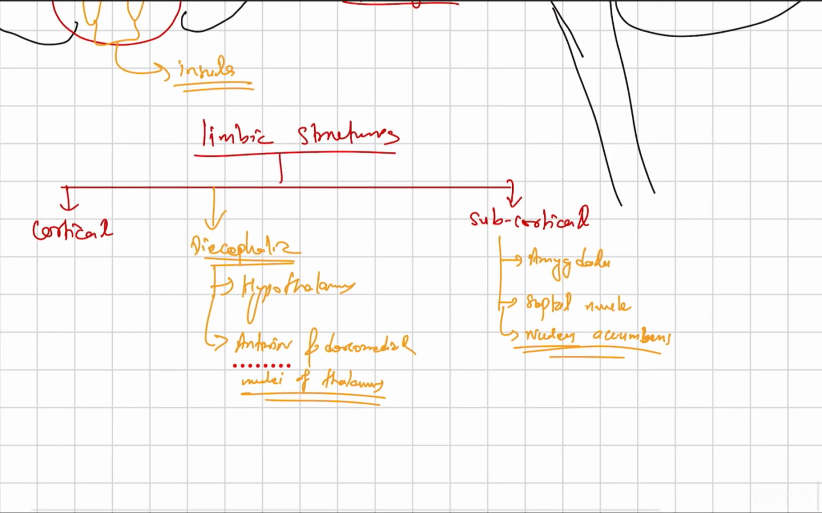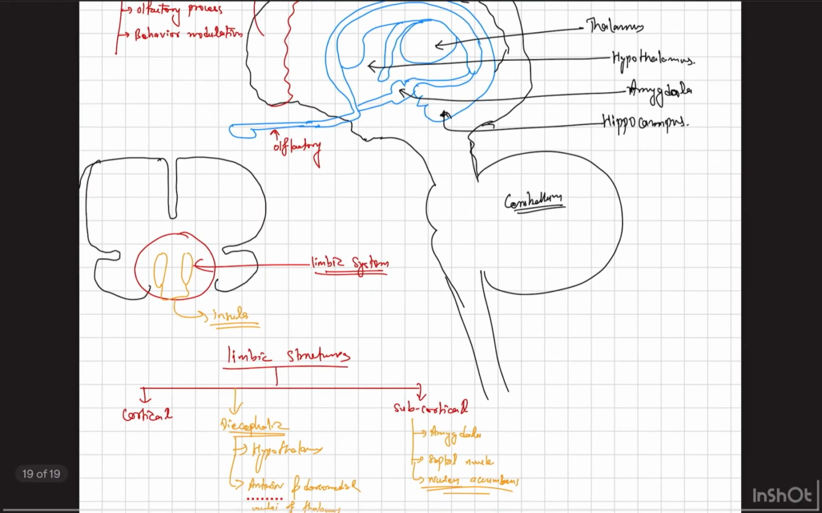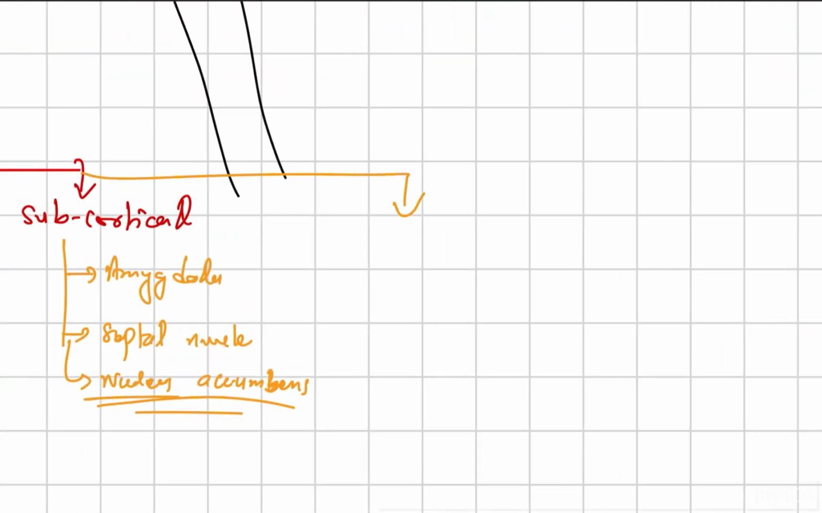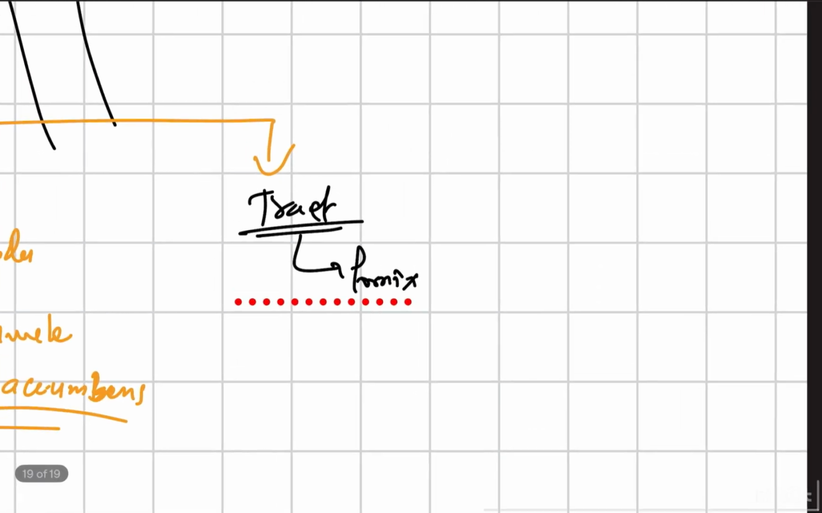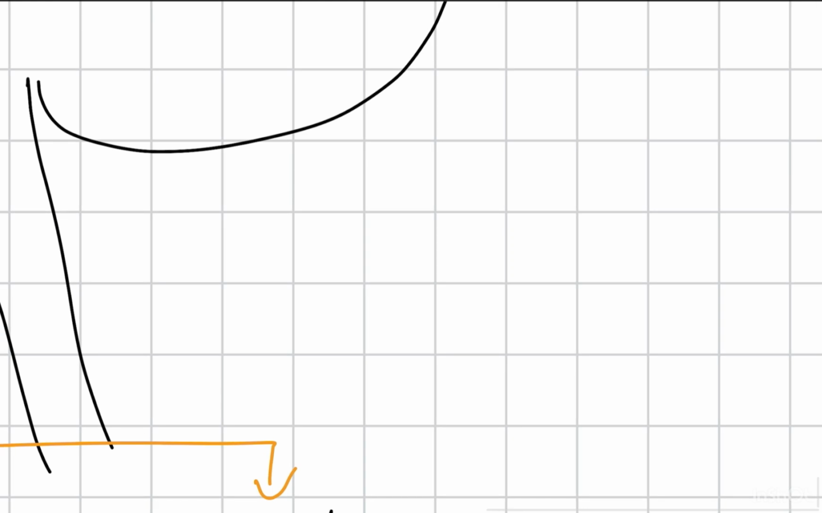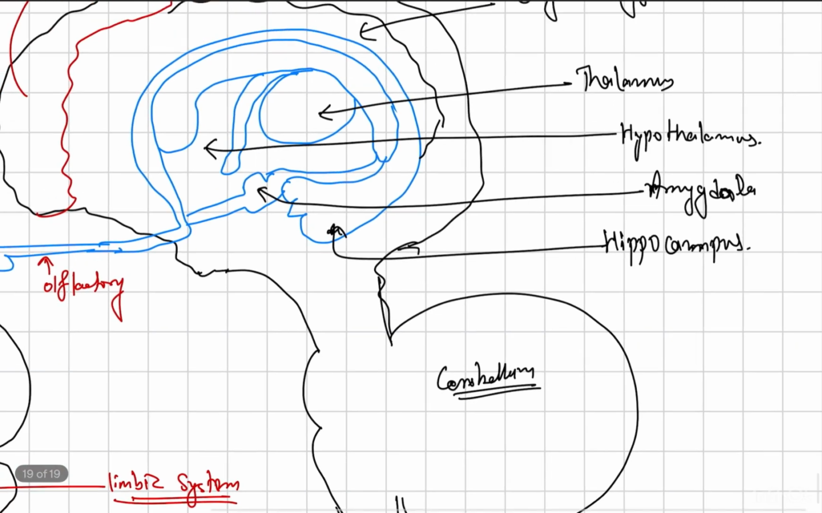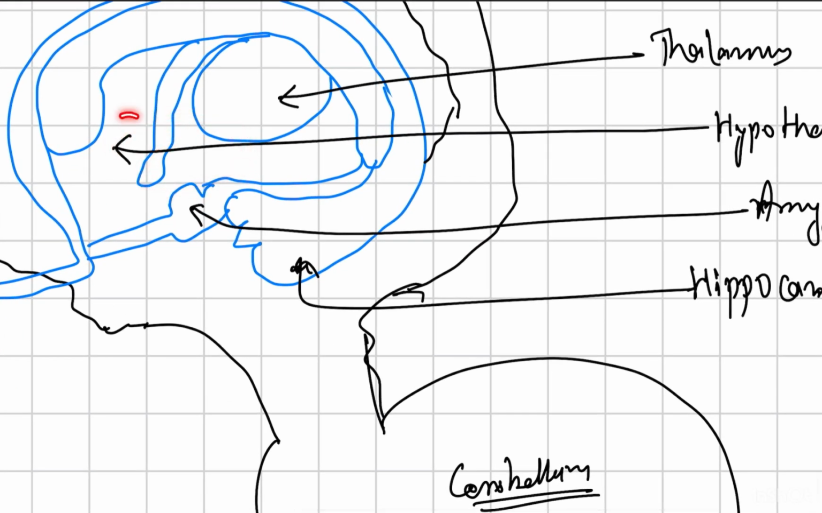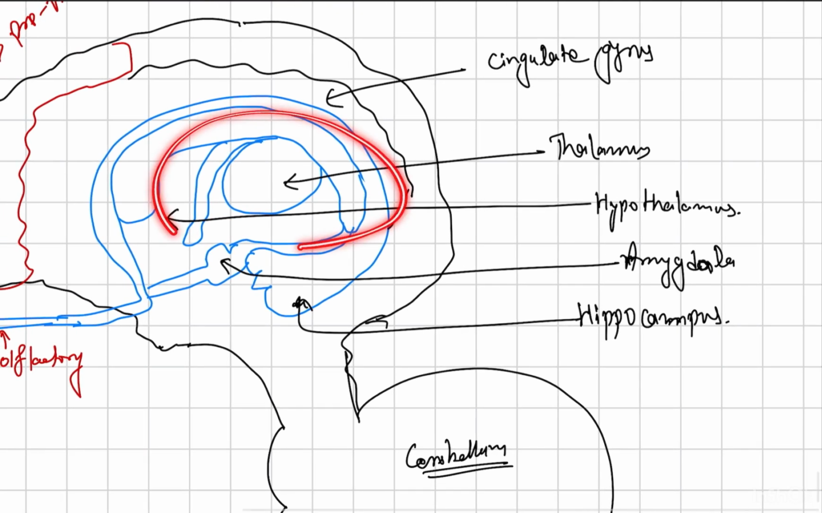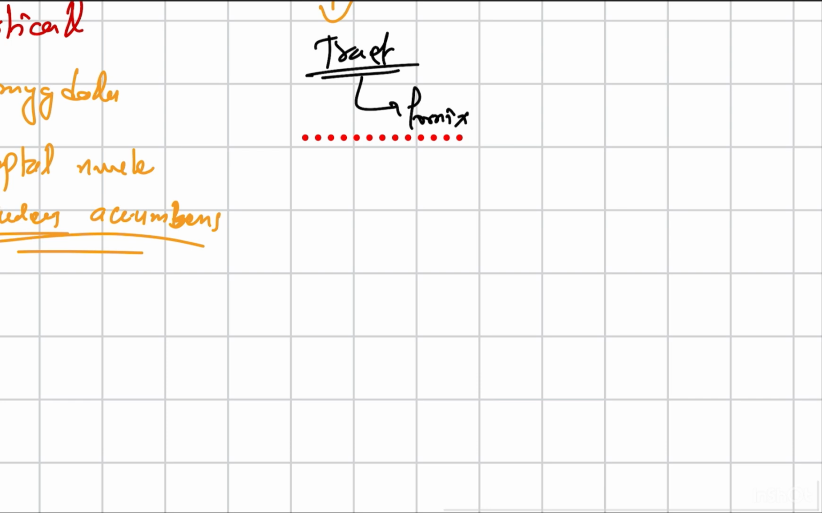And there are also tracts. So we can look at the tracts. I'm going to mention the tracts. One is the fornix. The fornix is connected from the hippocampus to the mammillary body present in the hypothalamus. So I'm going to draw in this image. This portion is the hypothalamus, and in the hypothalamus there is a mammillary body, and the mammillary body is connected to the hippocampus by the fornix.